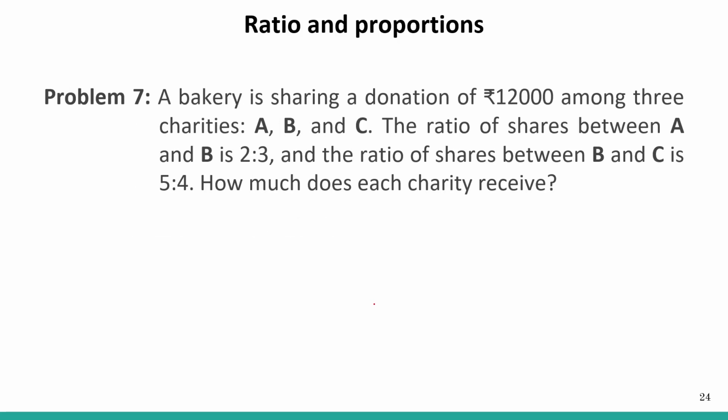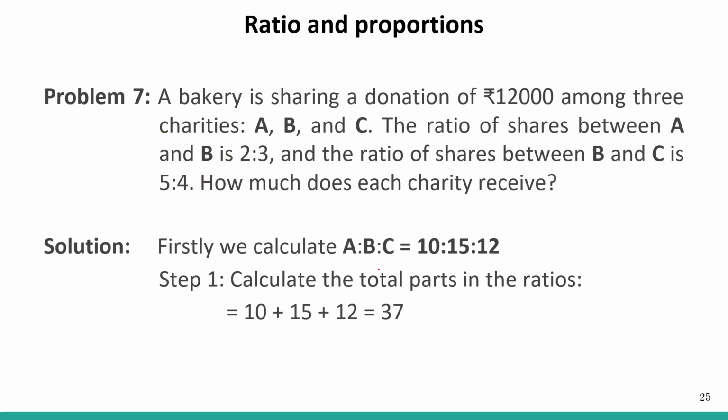Okay, so problem number 7. A bakery is sharing a donation of 12,000 among 3 charities, that is A, B, and C. The ratio of shares between A and B is 2:3. The ratio of shares between B and C is 5:4. So how much does each charity receive?